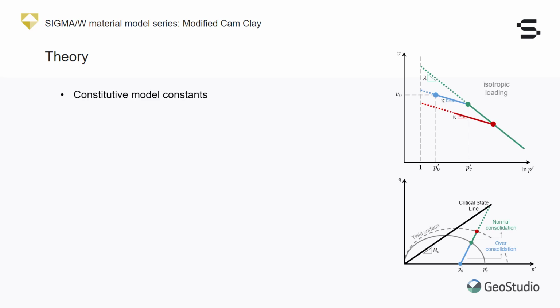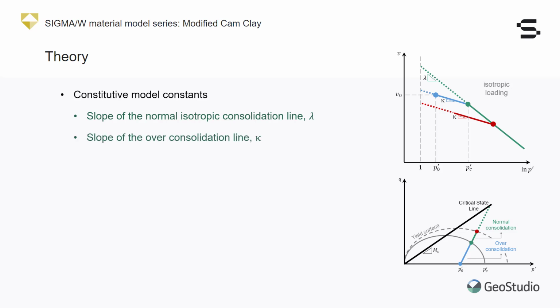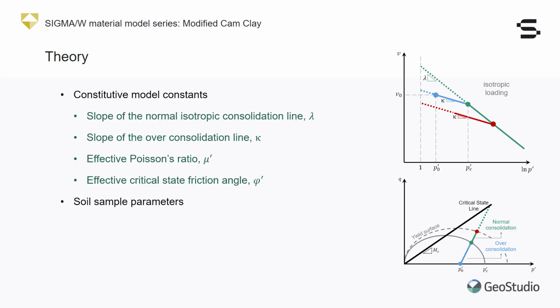According to the framework proposed in the modified Cam-clay model, the model constants include the slope of the normal isotropic consolidation line, represented by lambda, the slope of the overconsolidation line, or kappa, the effective Poisson's ratio, mu prime, and the effective critical state friction angle, phi prime. These four constants determine the soil type based on the modified Cam-clay model. Some other parameters will also be needed to describe the initial conditions of a specific soil sample. These include the initial void ratio, the unit weight, and the overconsolidation ratio.